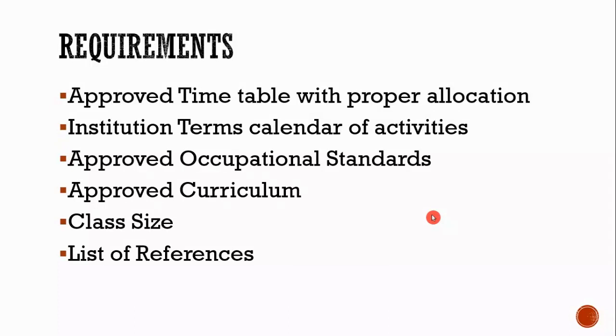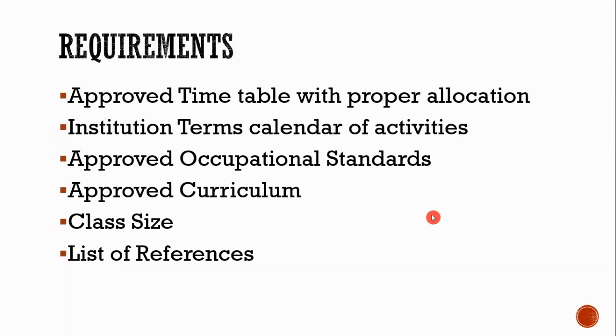So when you're developing a training plan, there are certain requirements you need to have with you. One is you need to have an approved timetable with proper location. So you need to have the right units for training. And the timetable needs to be approved, as always the norm. A timetable will tell you the specific units, which class, which room, and at what time that unit is going to be delivered. And you'll see the essence of having a timetable.